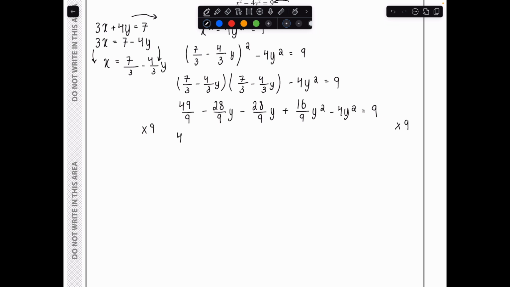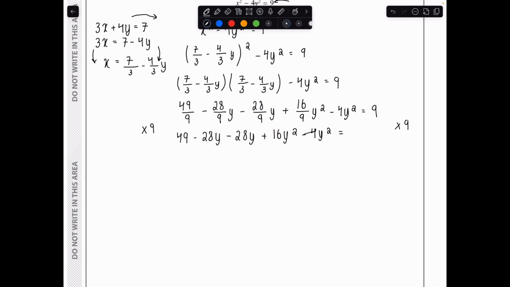So if we do that, we get 49 minus 28y minus another 28y plus 16y squared minus 4y squared is equal to 9. And in this case, it wouldn't be 9 on its own, it would be 9 times 9, which would be 81. Actually, it would not be minus 4y squared, it would be minus 36y squared, and that's equal to 81.